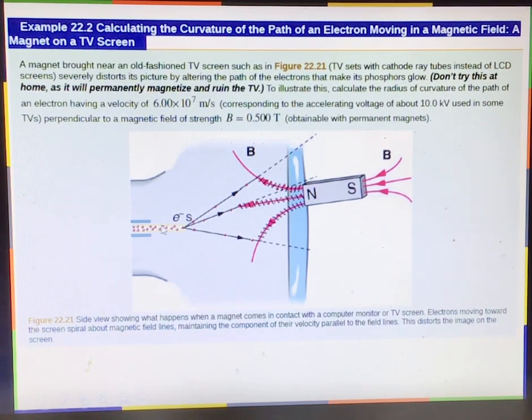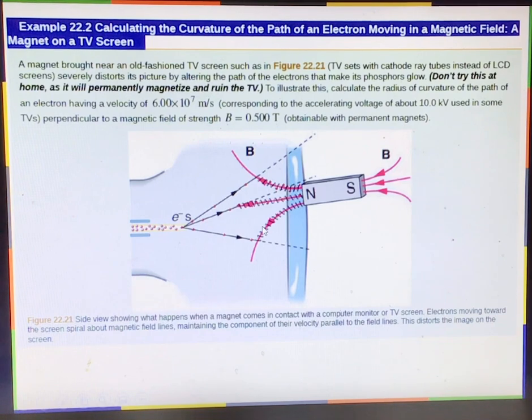But as soon as those electrons get closer to the magnetic field, so this is the north and this is the south, the magnetic field is going to cause those electrons to move in circles around the magnetic field lines. For the given example, we're told that the electrons are moving with a velocity of 6.00 times 10 to the 7 meters per second. It also tells us the strength of the magnetic field is 0.5 Teslas. And what I want to do is calculate the radius of the curvature.